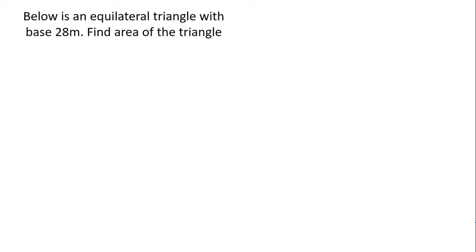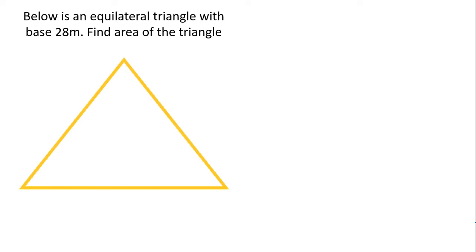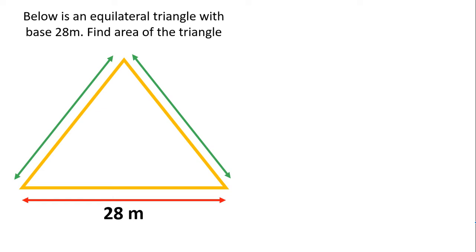So today's question is, below is an equilateral triangle with base 28 meters. Find the area of the triangle. So let's suppose this is my equilateral triangle and the base is 28 meters. Now, one thing about equilateral triangles is that all the sides of an equilateral triangle are the same, which means that if my base is 28 meters, these two slant sides are also 28 meters.